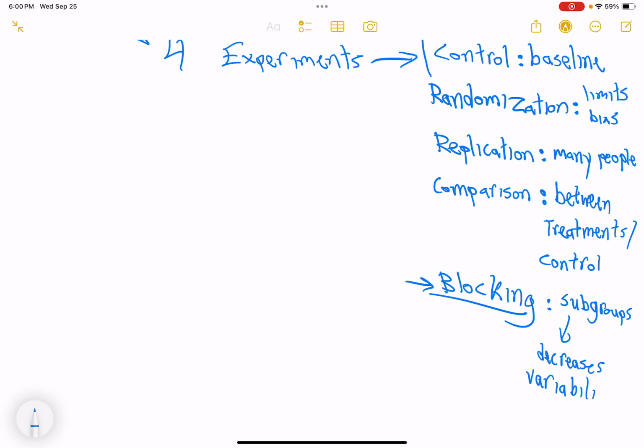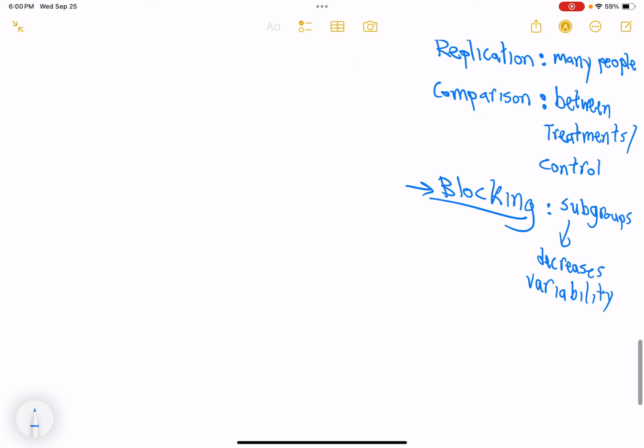It decreases variability because we've sorted people based on a particular second variable, and that means that they are in their subgroups and there should be less variance in those groups, and then we can weigh those groups and get a more representative sample. So it's more representative.